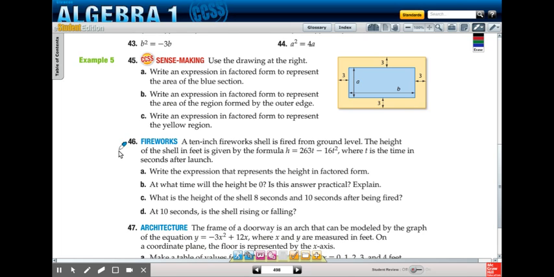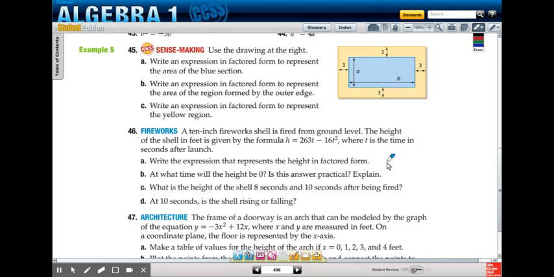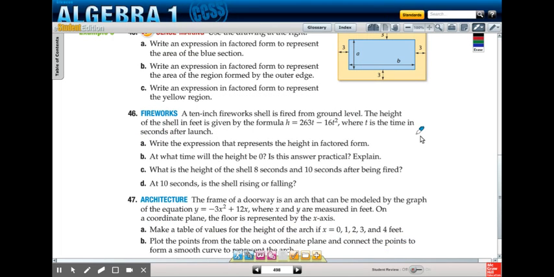And then I think I have a few fun ones for you to deal with. The fireworks thing here gives you a formula just like that, and this is things being fired from ground level. All right, well, this comes up over and over and over. T is the time in seconds after launch from ground level. And this is write the expression that represents the height in factored form.